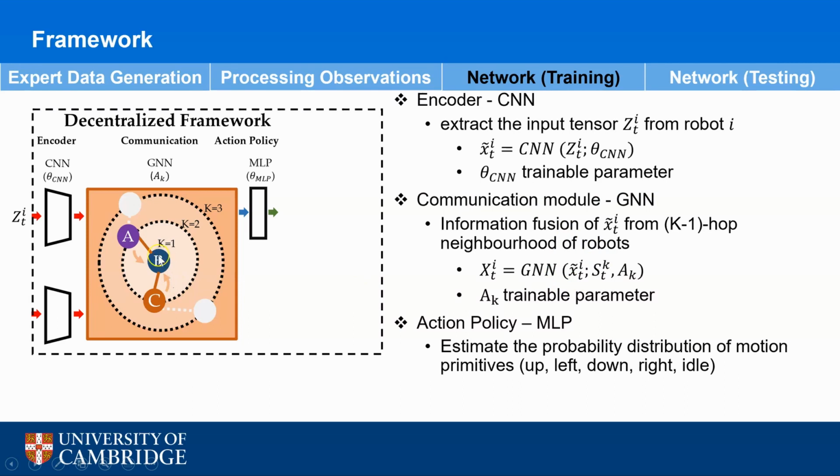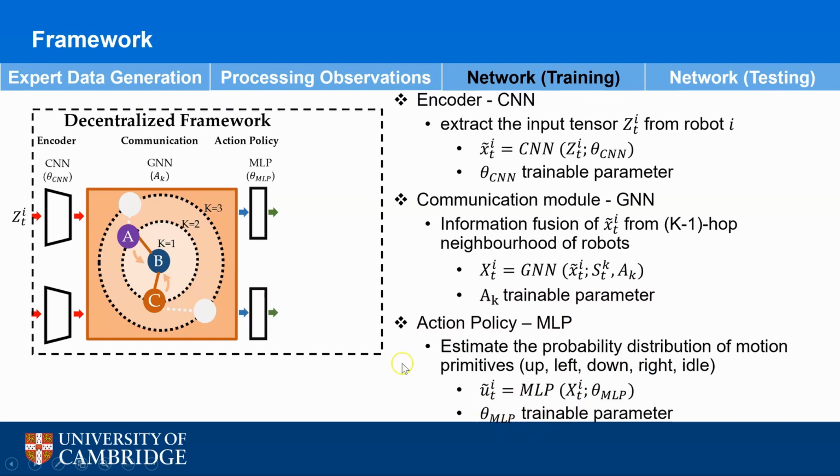For example, when k equals 1, robot B only has its own information. When k equals 2, the one-hop neighbors of robot B include robot A and C. After the graph operation, we obtain the feature X containing the hidden representation of node features of B, A, and C under the k equals 2 setup. The feature will pass into the action policy MLP to compute the probability distribution over the 5 motion primitives: up, left, down, right, idle.